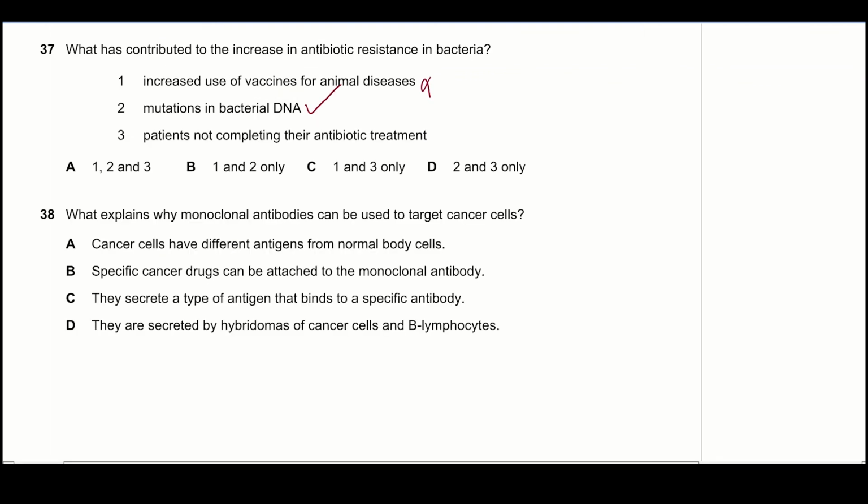So this is correct. Just not completing their antibiotic treatment, of course this would give resistance. The reason for this is because not all bacteria are killed the first time. Therefore, some bacteria stay and reproduce. Therefore, it has a higher chance of mutating and a mutation taking place, therefore resistance happening. So the answer is going to be 213, which is D.